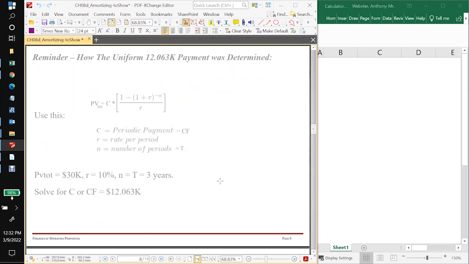On this page, it's in gray, so you can ignore it. It's just a reminder of how this $12,063 payment was determined. We'll move on.